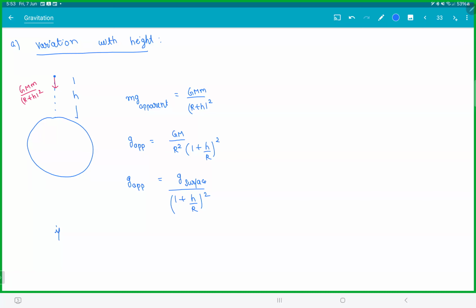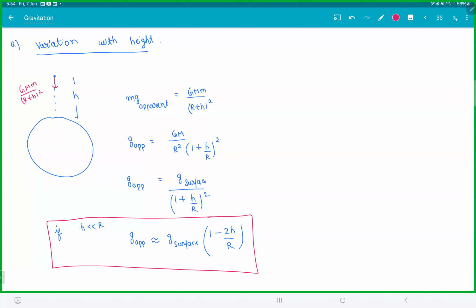In this, there is an approximation. If h is much, much less than r, let's say the radius of the Earth is 6,400 and we are talking about 10, 50 kilometers, 100 kilometers, then we can use a binomial approximation. g apparent will be approximately g surface into 1 minus 2h by r. Now be careful, don't use this anywhere, because people actually mess it up. So use this only for very small heights. So this thing works everywhere.